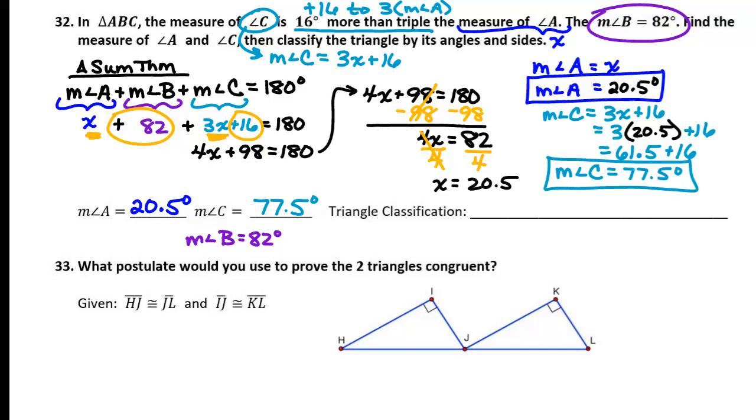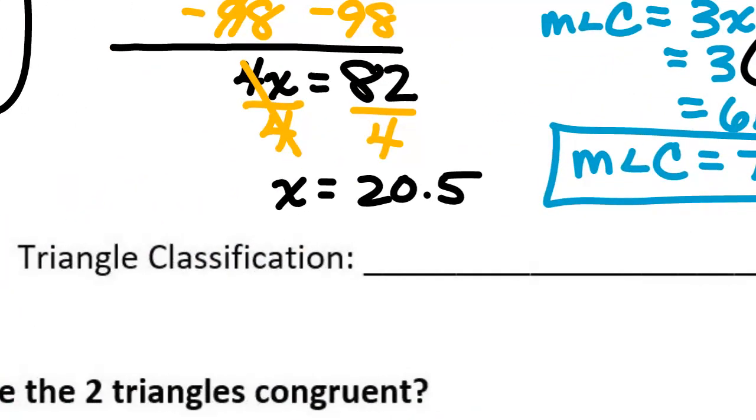Isosceles, two angles are the same size, so two sides would be the same size. And on an equilateral triangle, all three angles are the same size, all three sides are the same size. In an equilateral triangle, the angles are always going to be 60 because they have to be the same and they have to add up to 180. Okay, so this is scalene.